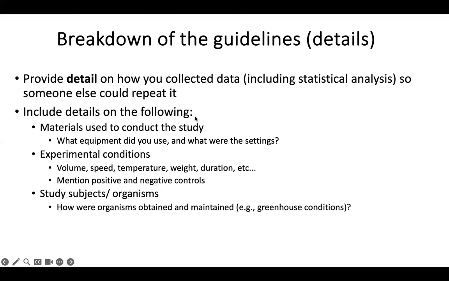Additionally, you'll need to include information on your study subjects and study organisms, basically maybe where you got them, so like what population you got them from, what location, coordinates, for instance. Or also how these organisms were maintained. For instance, what were the greenhouse conditions you grew your plants in?